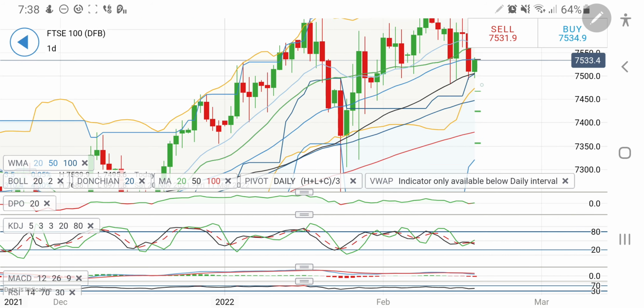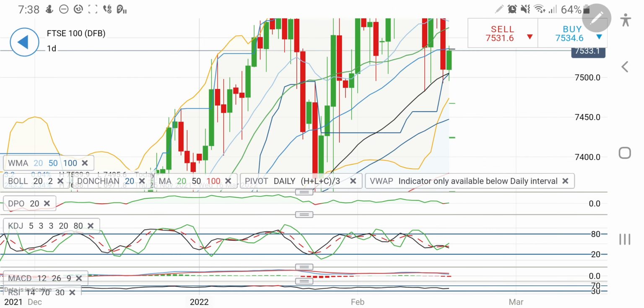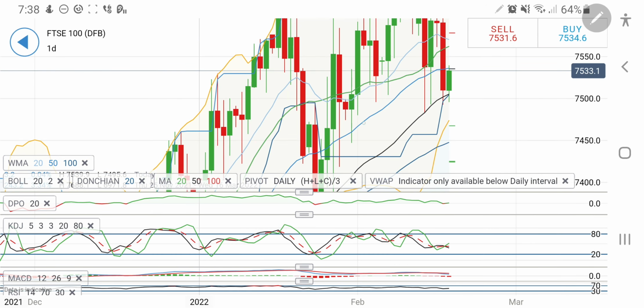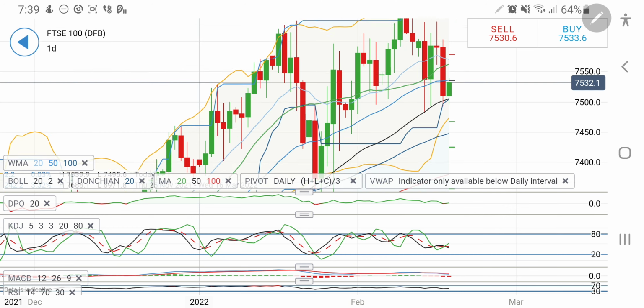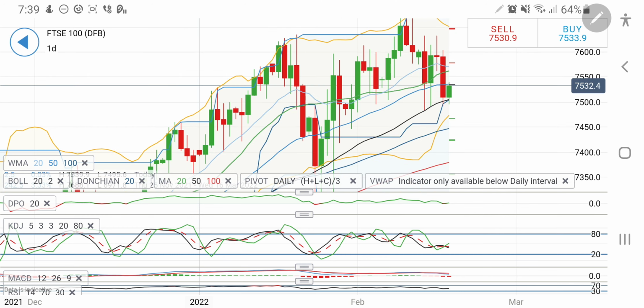FTSE 100 has taken a support at 7500. You can clearly see on the daily charts it has formed higher lows and is getting a support at 7490. Only on breaking 7490 will I recommend you to go short, else it is again looking forward to the 7560, 7580 zone. This zone is very important. It can again retrace back to 7580, and in fact it can bounce back beyond 7600 levels also.